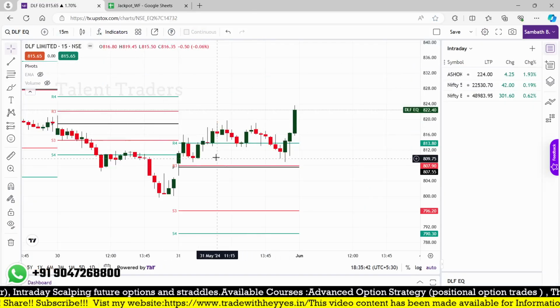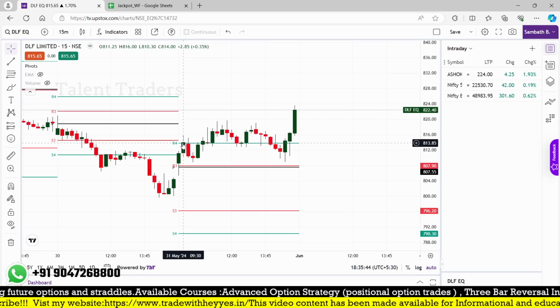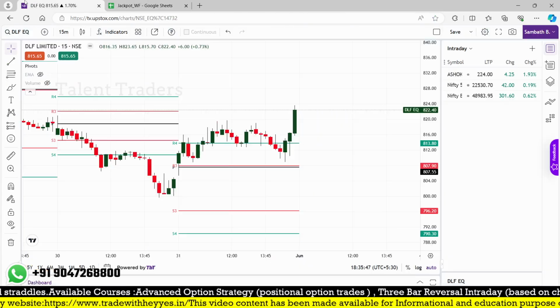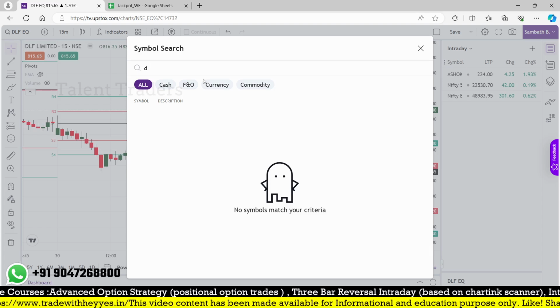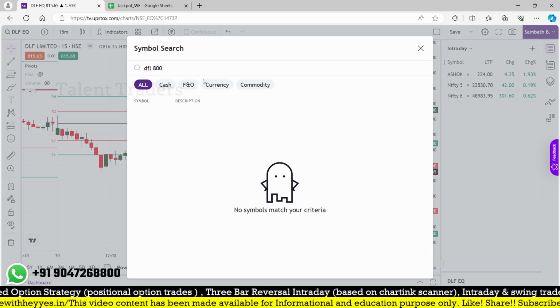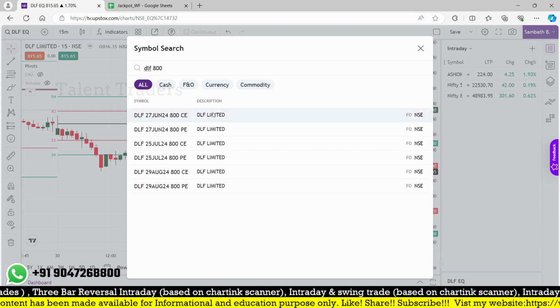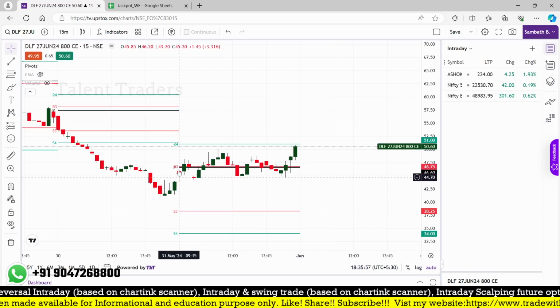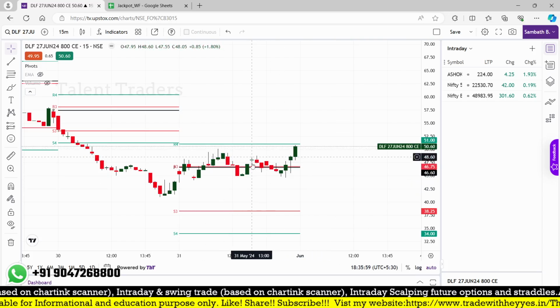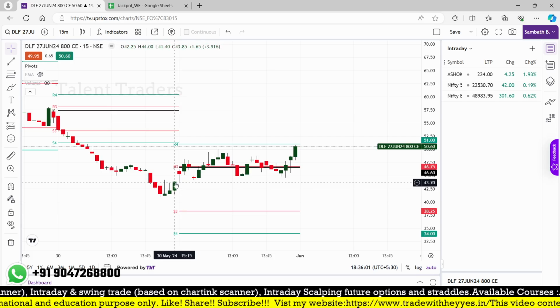Okay, let me come to the point. This is the stock which triggers on the second candle. Based on our concept, 800 is the strike price. Let me check DLF 800. Based on our Google Sheet, we are going to find one or two opportunities for DLF. Here the 800 call option never breaks the R4 level. Even though the stock broke, here it is not broken.